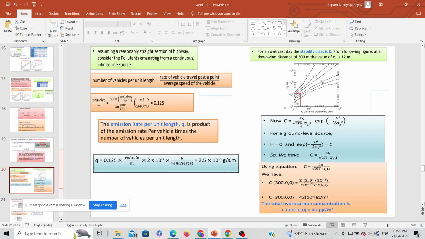If you put this in this equation, here the source is at ground level, so the h term is 0. So this is the term that you have to use. If you put the values here, you will get 42 micrograms per meter cube as the answer.